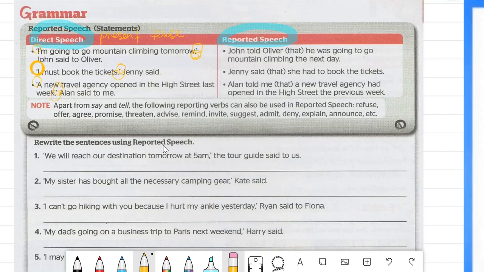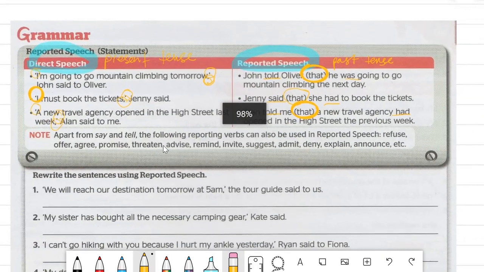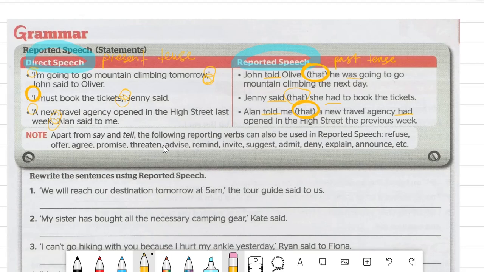What about the reported speech? Let's look at the reported speech. Notice this word here, that. Yes, that. And then it is in past. How do we know it is in past tense? Look at the word told here. Said, told. And then he was going, he had, she had, the previous week. So those are the differences.